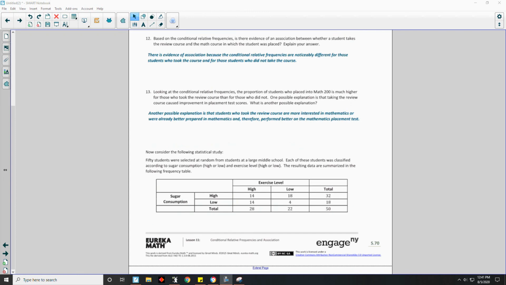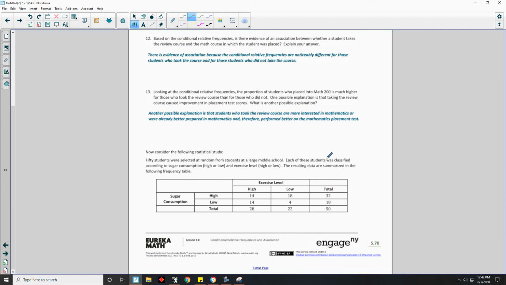Okay, now it says to consider the following statistical study. 50 students were selected at random. So that's our total down here. 50 students were selected, so that came from this bottom right corner. Selected at random from students at a large middle school.